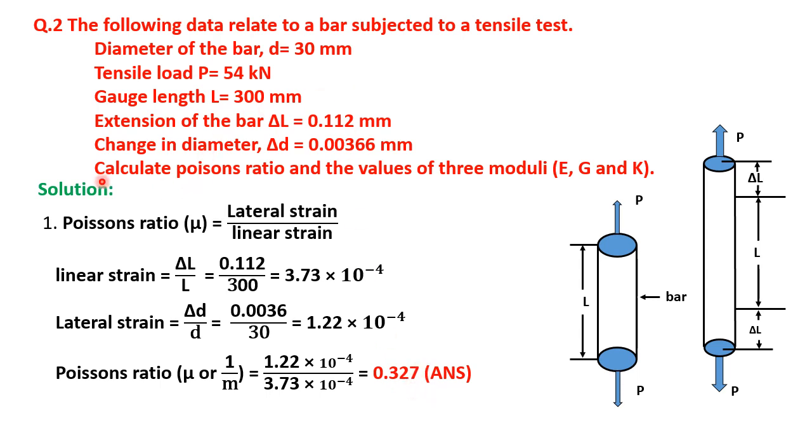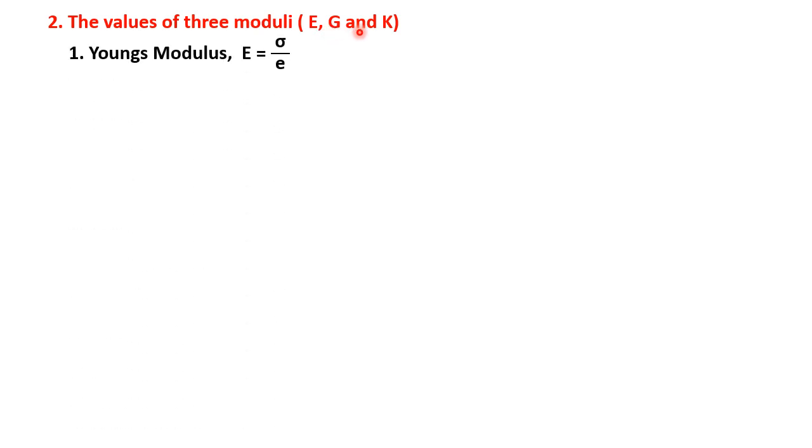Now in the question it says that we need to find the Poisson's ratio and the values of three moduli. So this Poisson's ratio has been solved here. This is the value for the Poisson's ratio. Next is to find the three moduli, that is E, G and K value here. So E is nothing but the Young's modulus, and we know the formula for Young's modulus, that is stress upon strain. Now we have the value for strain with us, that was delta L by L.